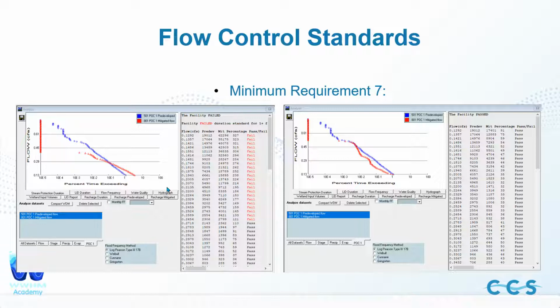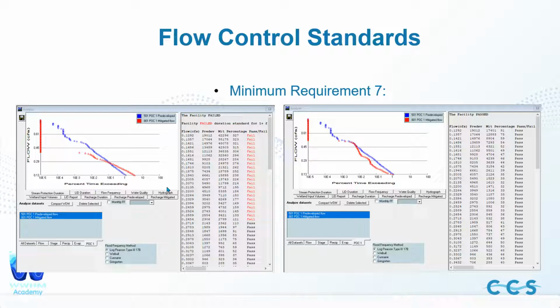Essentially, what percent time exceeding is, it's running all these 15-minute time steps and determining how often, or what percent of the time, these flow events are being exceeded by your new facility and your pre-developed facility. It can be a bit of a complicated concept, and we go more in depth in it in our in-depth training. But those flow values are seen on the y-axis, and the percent time exceeding is seen on the x-axis.